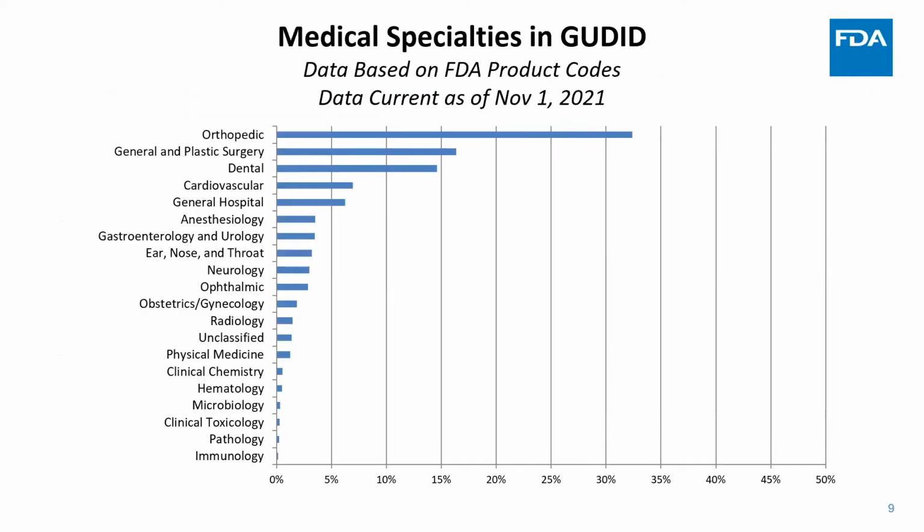And if we look to see what medical specialties are represented, orthopedic is the highest with about 32% of the records in the system now belonging to orthopedic devices, followed by general and plastic surgery devices, and then dental devices.